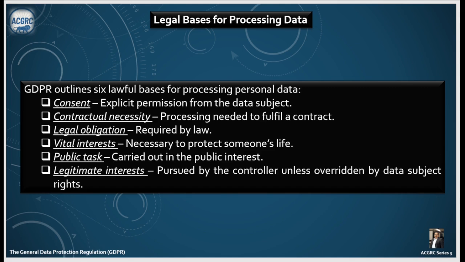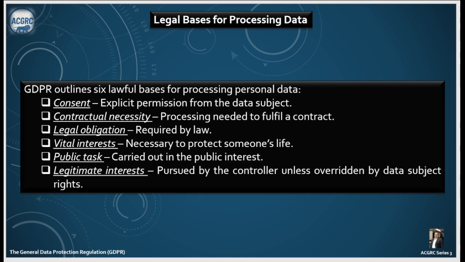Consent. You ask the person and they say yes. Example, a person signs up for a newsletter and clicks I agree to receive emails. That's consent. Next, contract. You need the data to fulfill a contract or agreement with that person. Example, someone buys a product online, you need their address to deliver it. That's contract.